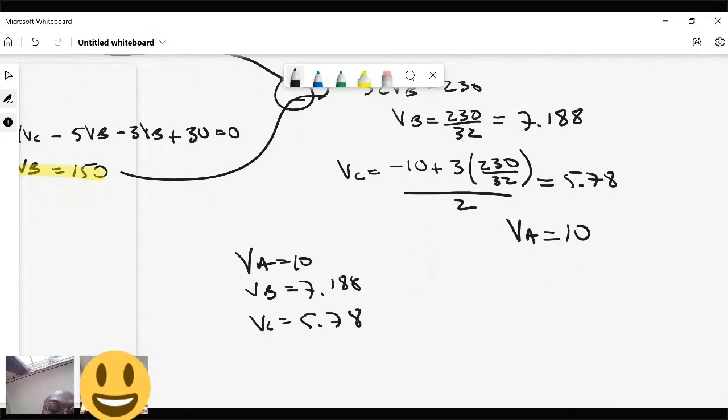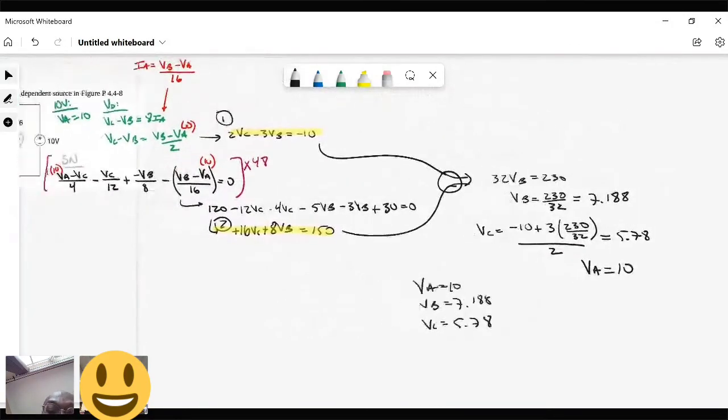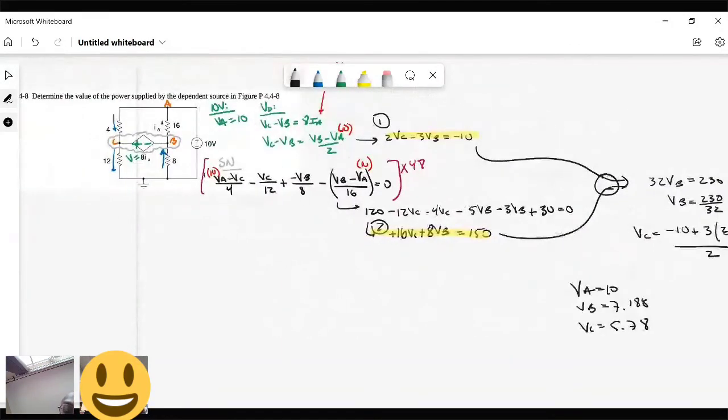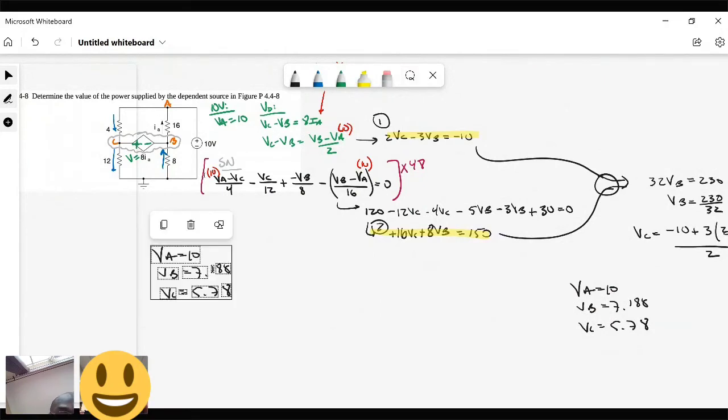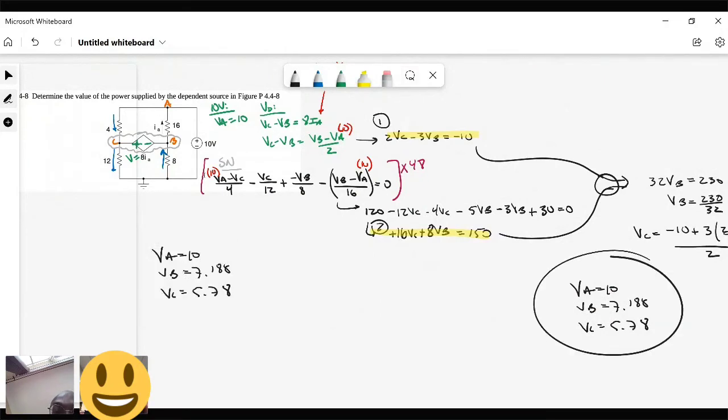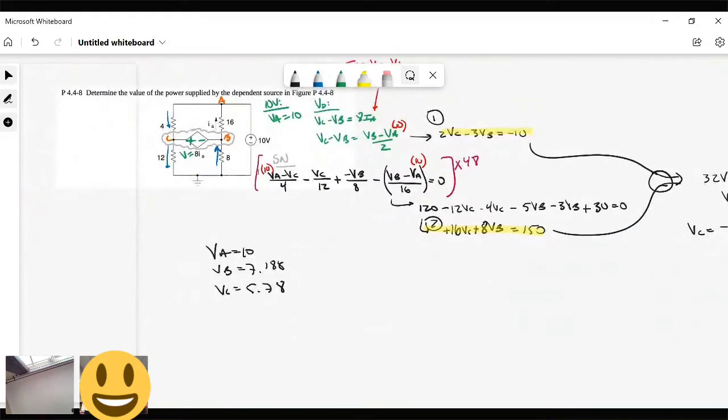So we solved for the voltages on the circuit, but we didn't solve for the answer. Does that make some sense? Yes. All right. Why is this not working? Copy, paste, and just delete this. It's bothering me.